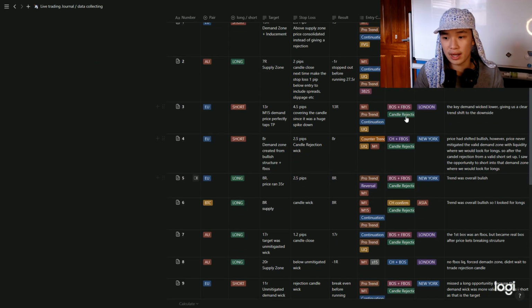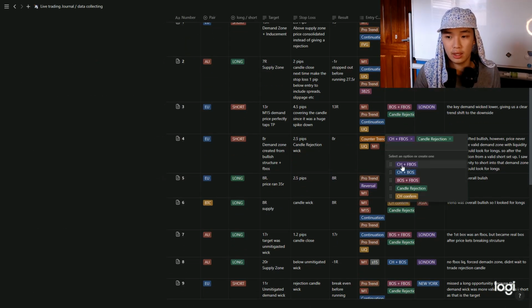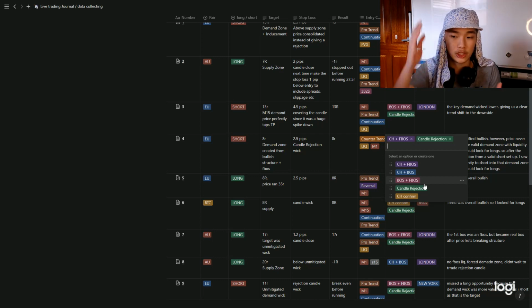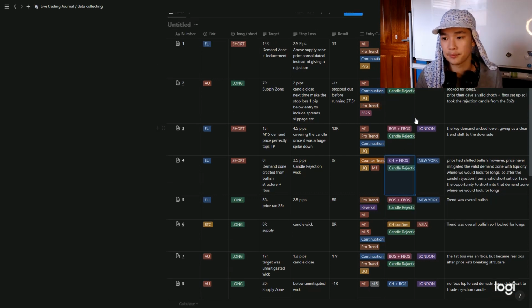So you wanna mark out what type of entry you took, yeah? For me, I have the CHoCH plus IFC, the CHoCH plus BOS, the BOS plus IFC, liquidity, and then also always the candle rejection, or sometimes the CHoCH confirmation. It doesn't create IFC, but it goes straight to a demand zone. It gives you the perfect rejection. So that's what I would take.